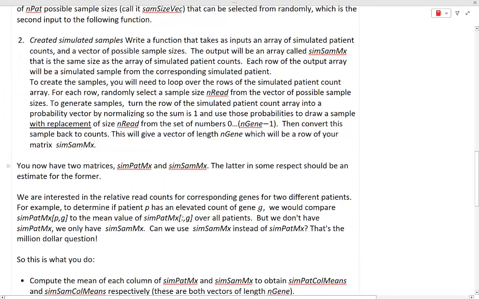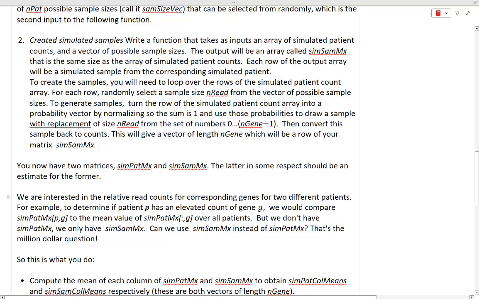Okay. So you have two matrices, SimPatMix and SimSamMix. The latter, in some respects, should be an estimate for the former. So the latter is observed and the former is ground truth. We're interested in the relative recounts for corresponding genes for two different patients. So we want to compare across patients.